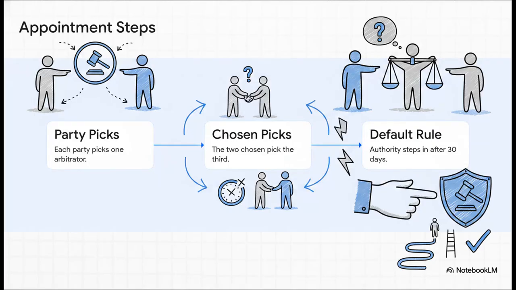So how do we actually find these 3 people? Well, the rules provide a very clear step-by-step fail-safe mechanism. Step 1, each party appoints 1 arbitrator. Easy enough. Step 2, those 2 chosen arbitrators then get together and appoint the 3rd. But what if they deadlock? What if they can't agree? Well, that's step 3. If they fail to agree on that 3rd arbitrator within 30 days of being asked, an appointing authority steps in to make the final choice upon request. So you're never just left without a judge. The system always has a way forward.